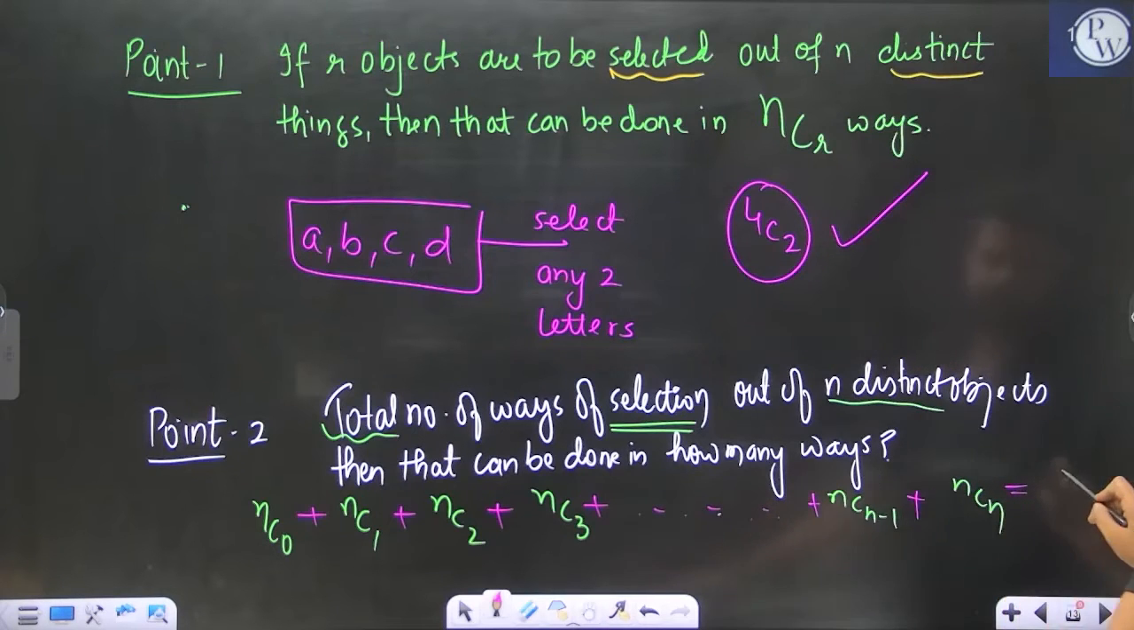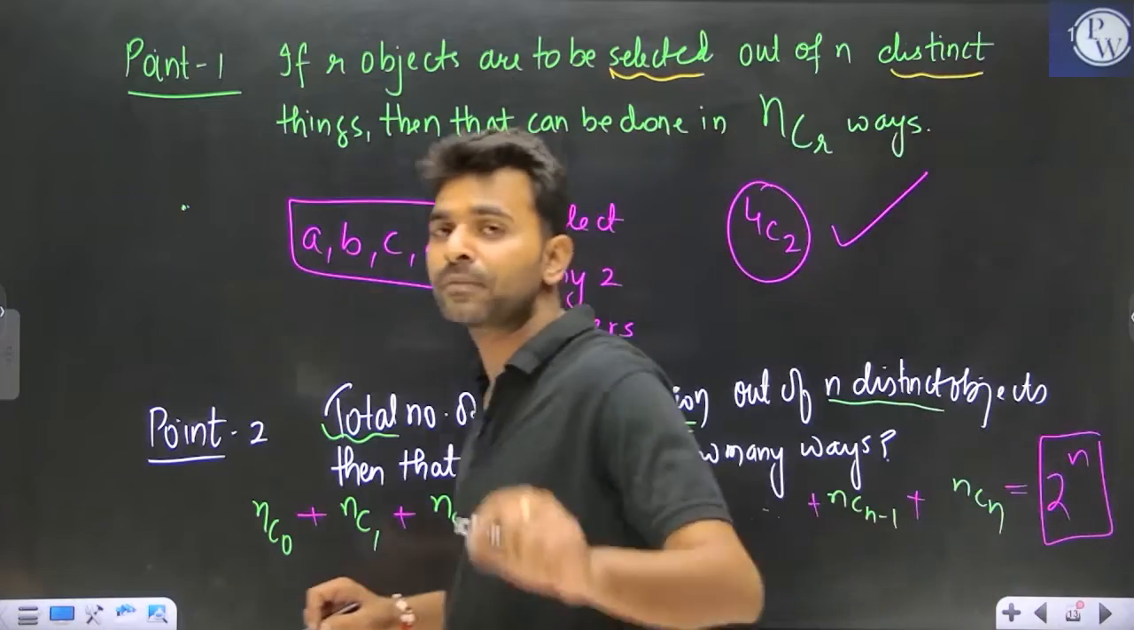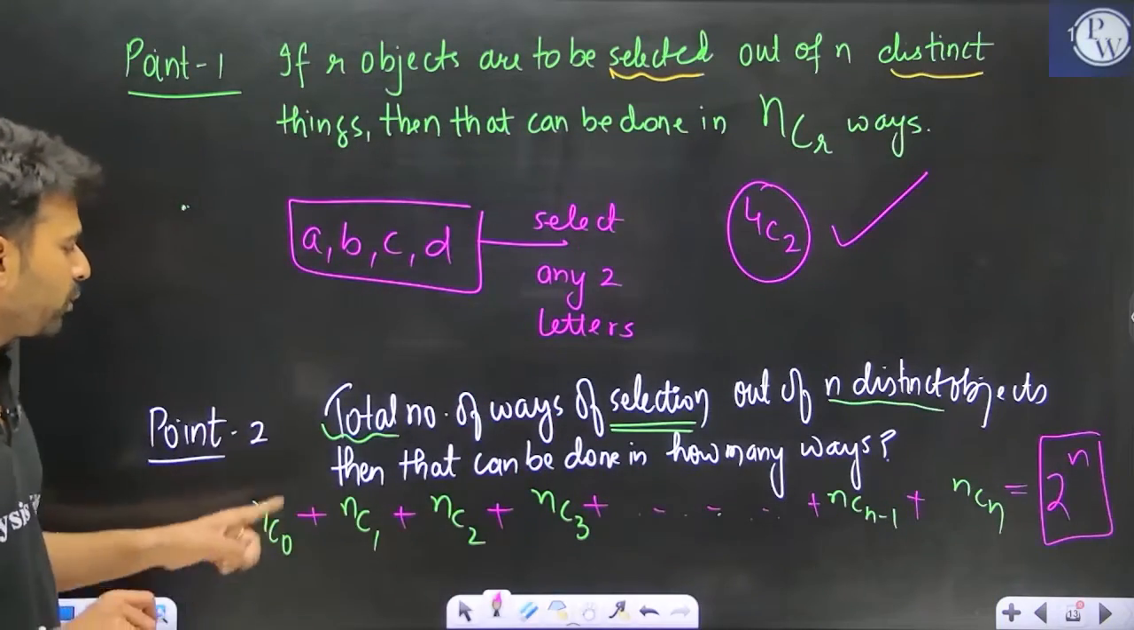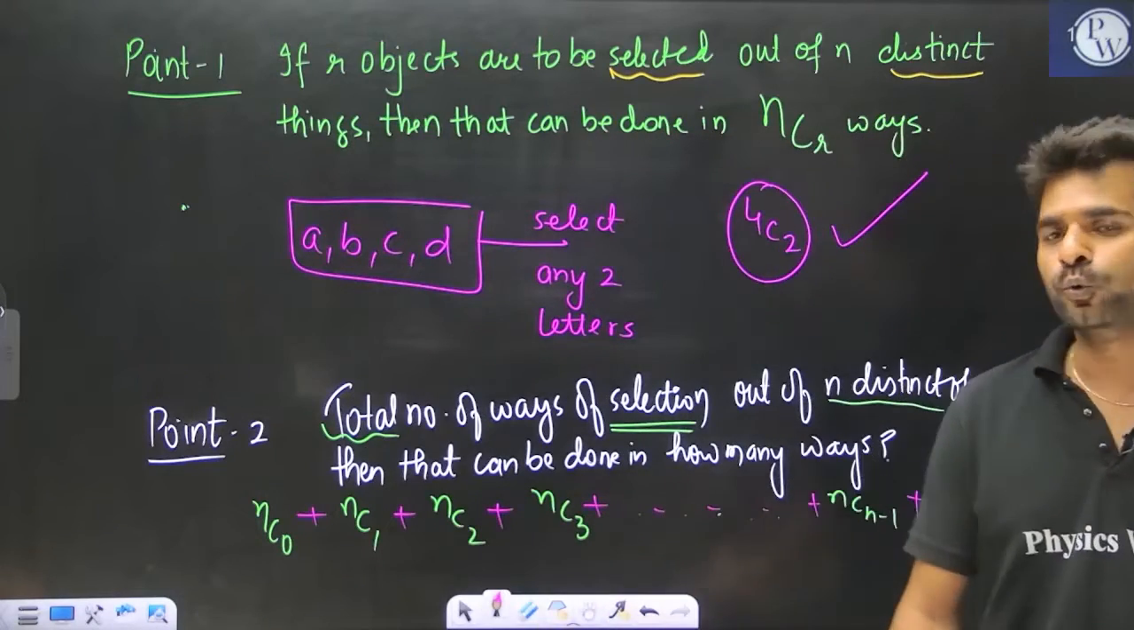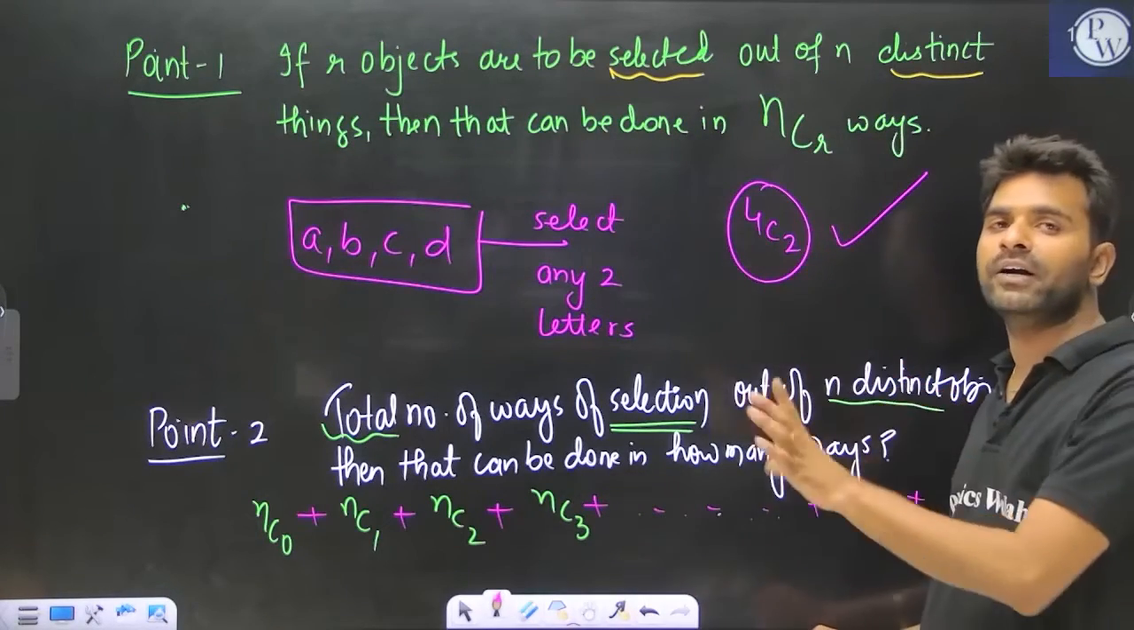So this is nothing but equal to 2 to the power n, because I hope you have studied in binomial theorem that nC0 plus nC1 plus nC2 plus nC3 till nCn is nothing but equal to 2 to the power n. So these are two different problems.